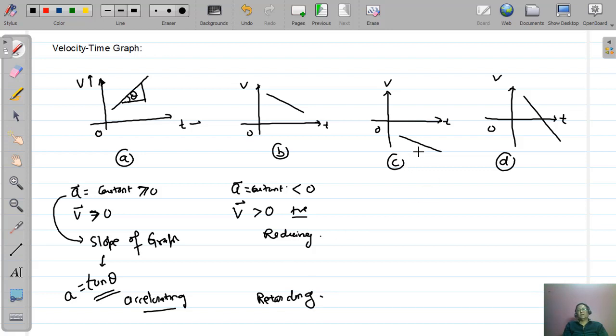In case C, again, because it is a straight line graph, acceleration is constant and slope is negative, so it is in negative x direction. And velocity is also in negative x direction. That means acceleration and velocity both are in negative x direction. In graph D, it is also a straight line with negative slope. So acceleration is along the minus x-axis.